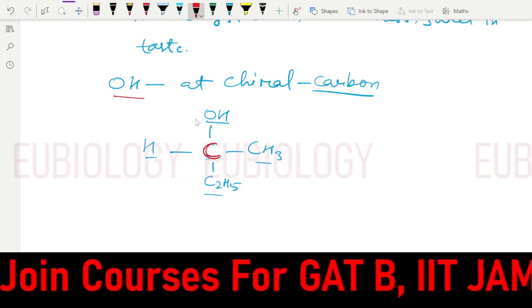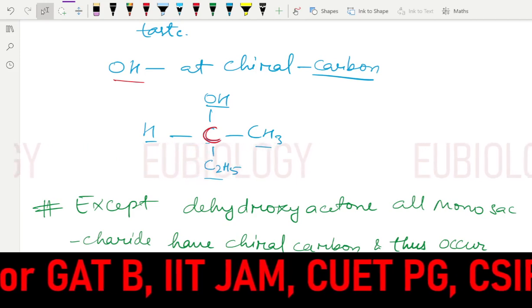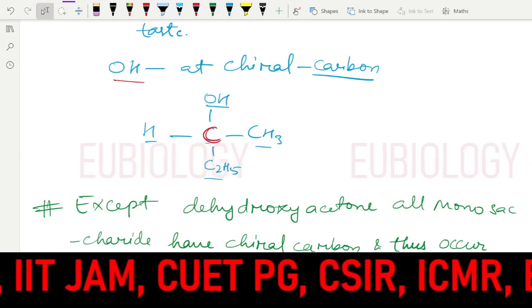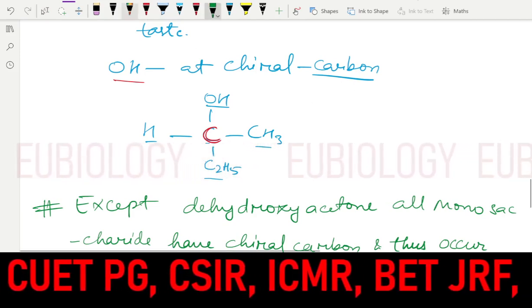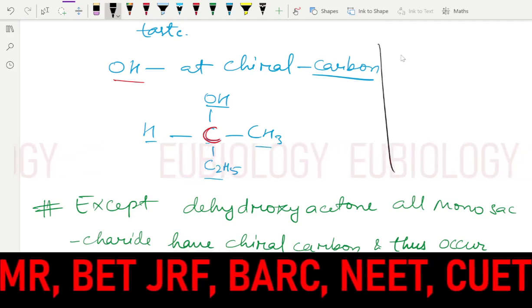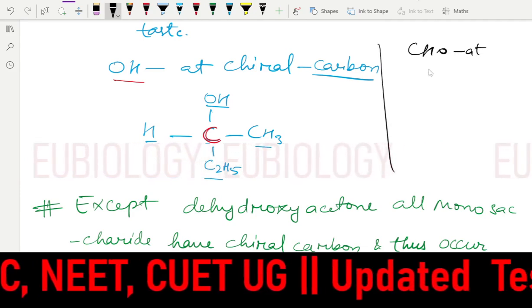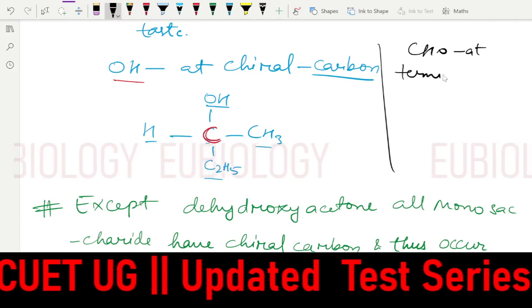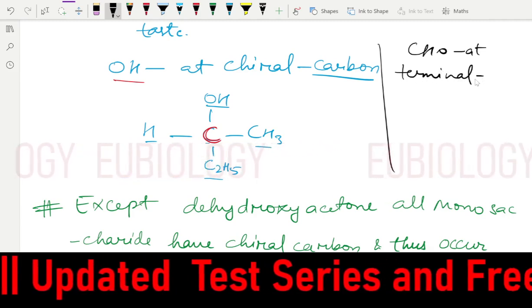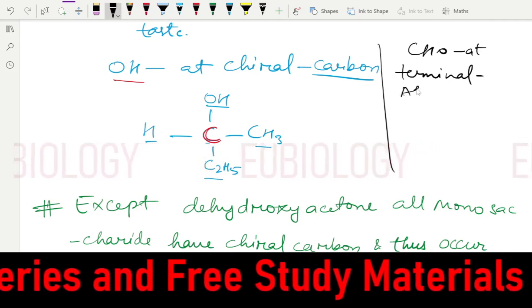So you can see here, whenever there is an aldehyde, a CHO group at the terminal, then it will be the aldose.